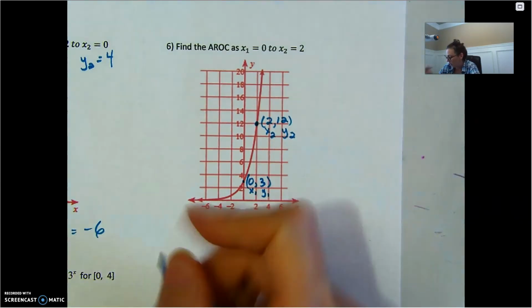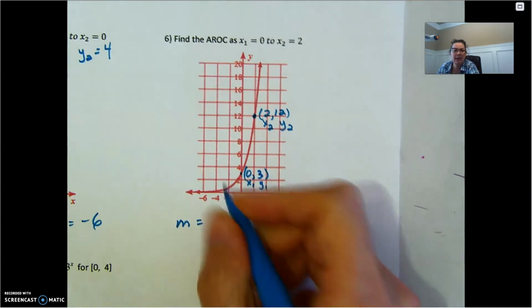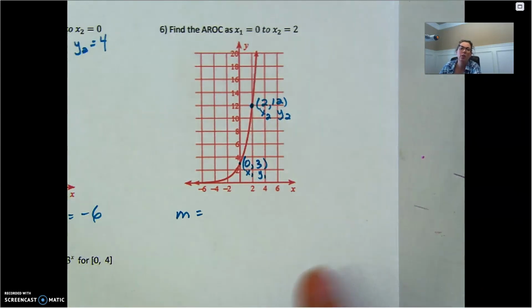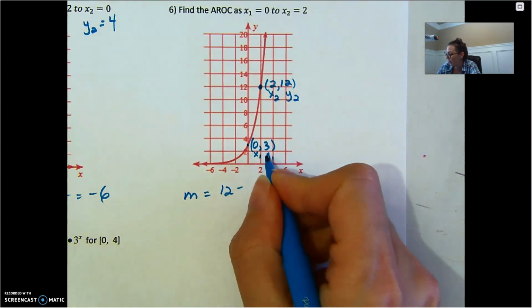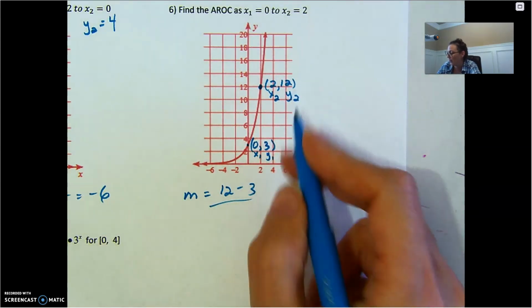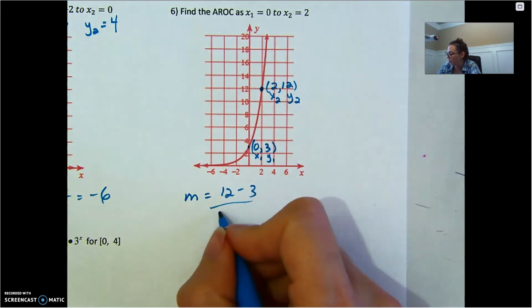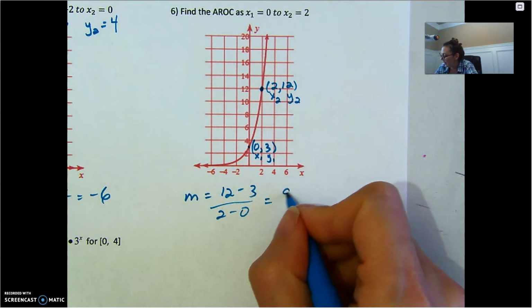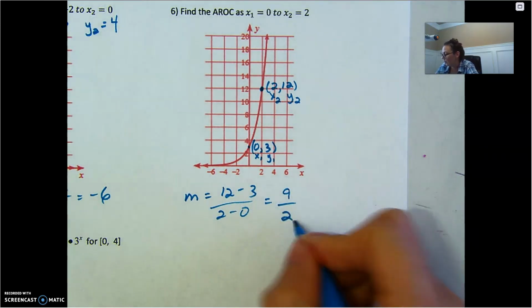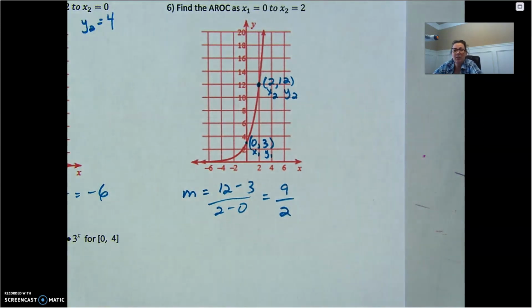All right, so slope time, aka average rate of change. Y to the sky on top. We have 12 minus 3, so those are the y's. And then x is on the bottom, 2 minus 0. So 12 minus 3, that's 9. And 2 minus 0 is 2. So you can just leave it 9/2. You can make it a mixed fraction with the decimal, whatever.